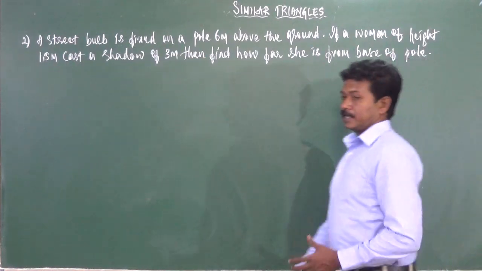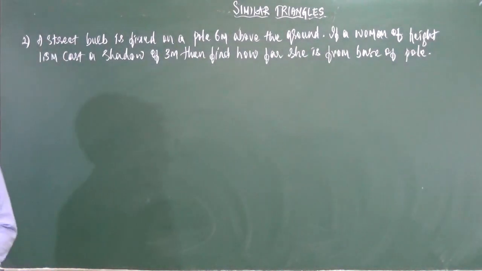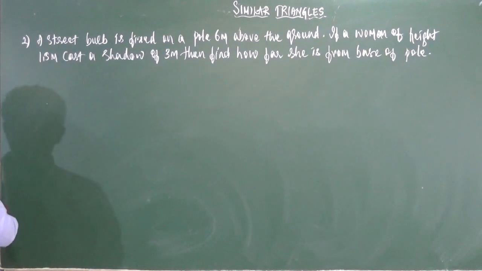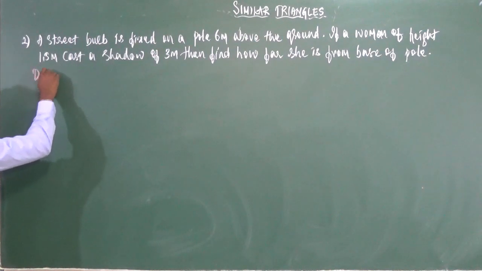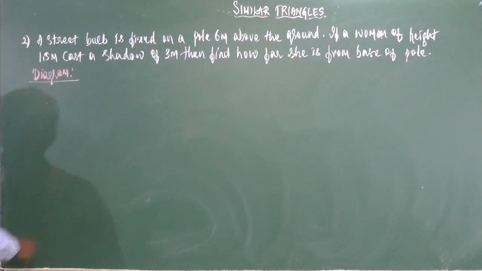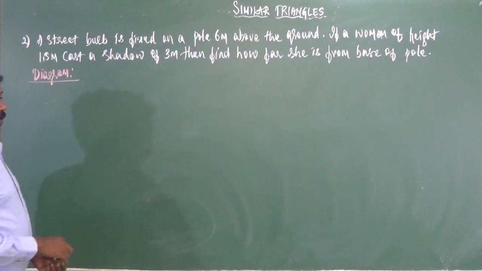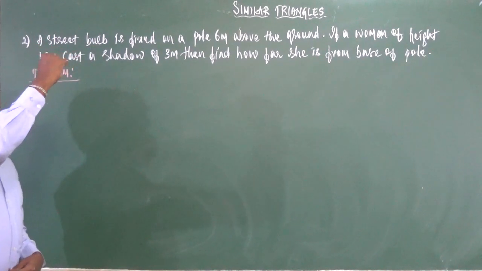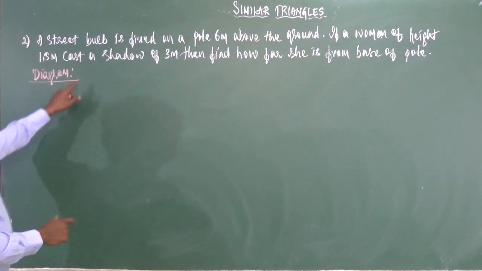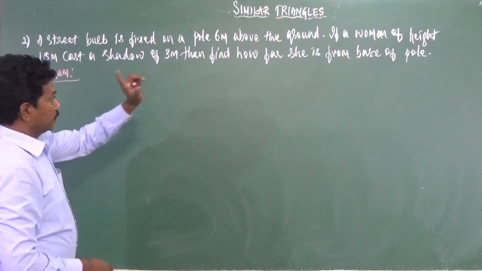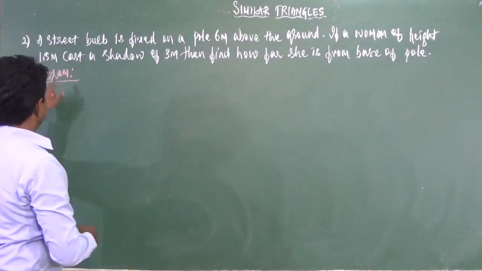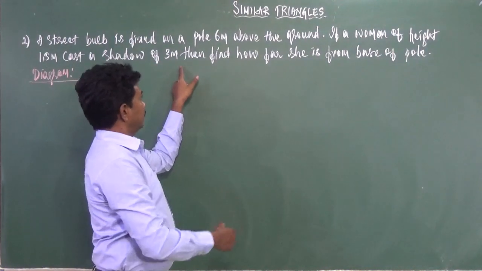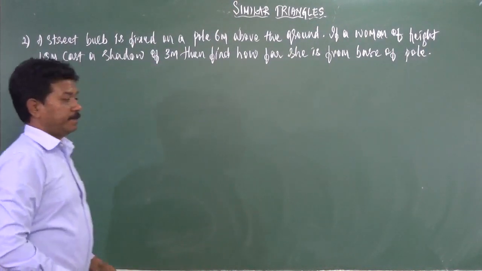Similar lines. Both the first problem and the second problem look as though they are the same, but this is a different problem. Right. So let us get into the diagram. The diagram is very important. A street bulb is fixed on a pole. Just imagine a pole which is 6 meters high, and on the top of it they have fixed a bulb, above the ground. If a woman of height 1.5 meters casts a shadow of 3 meters, then find how far she is from the base of the pole.